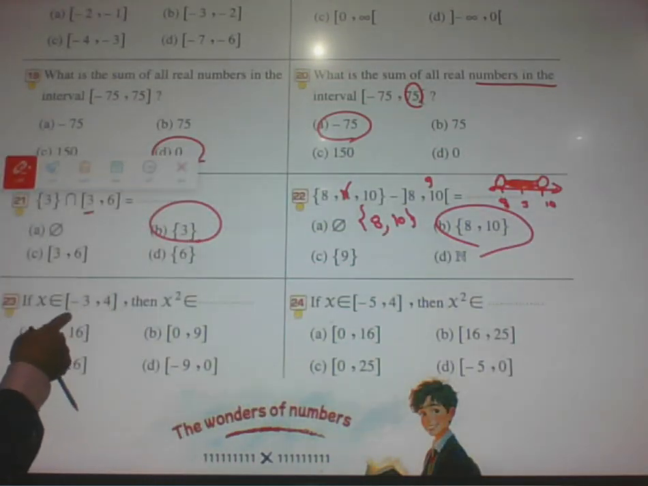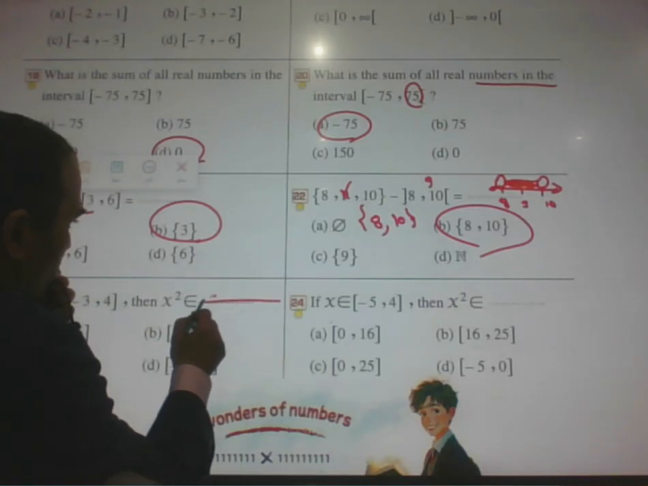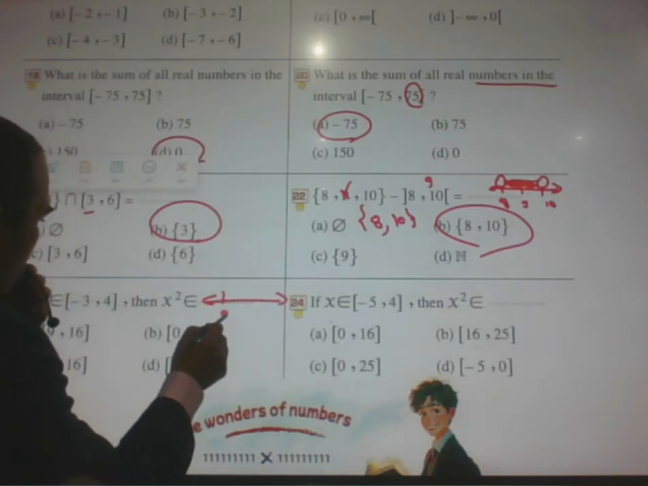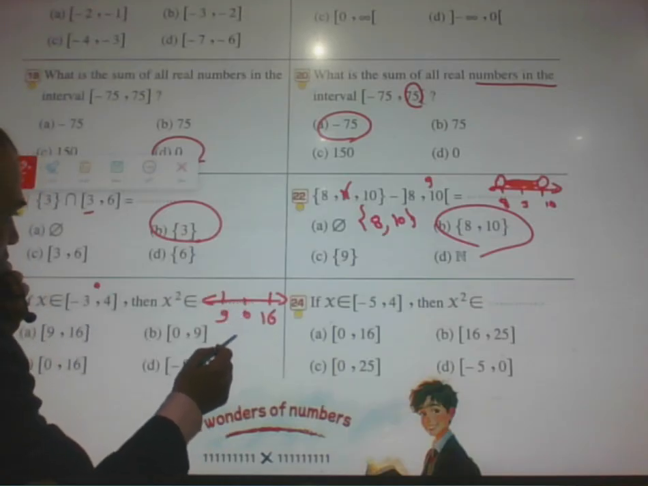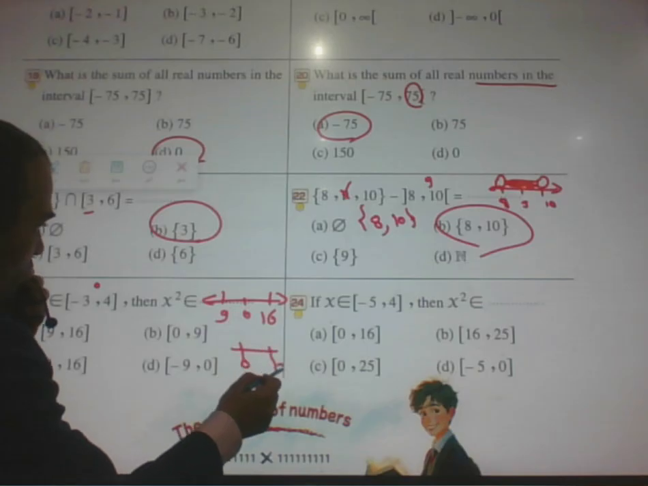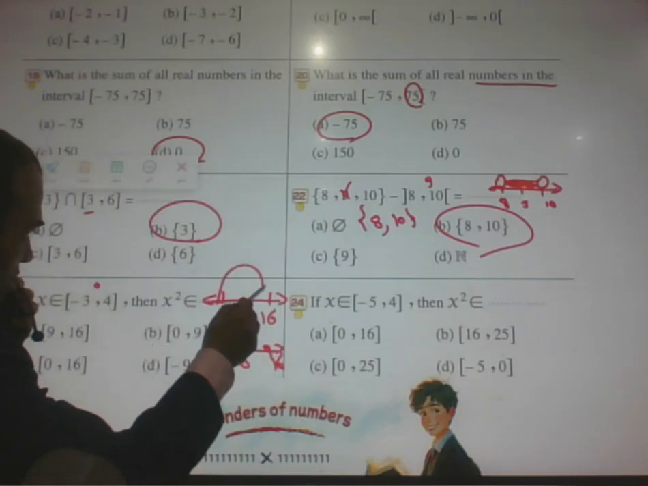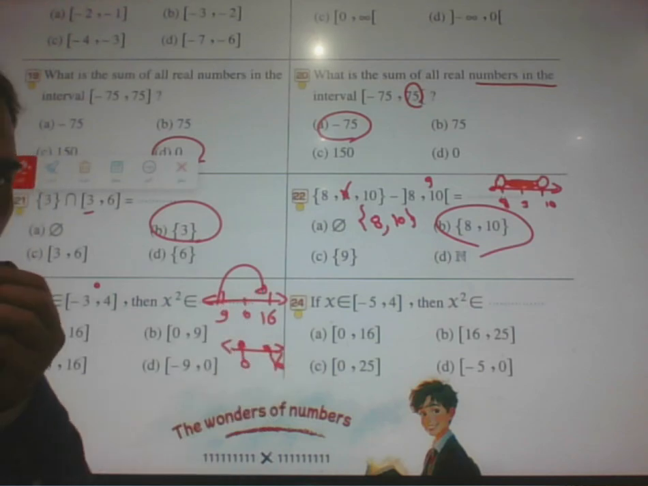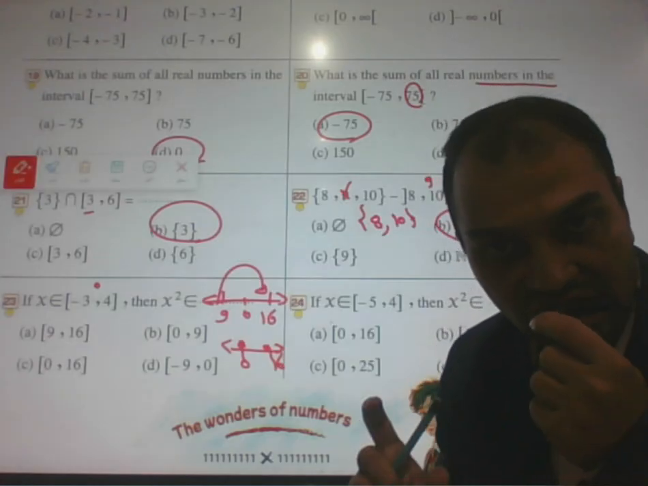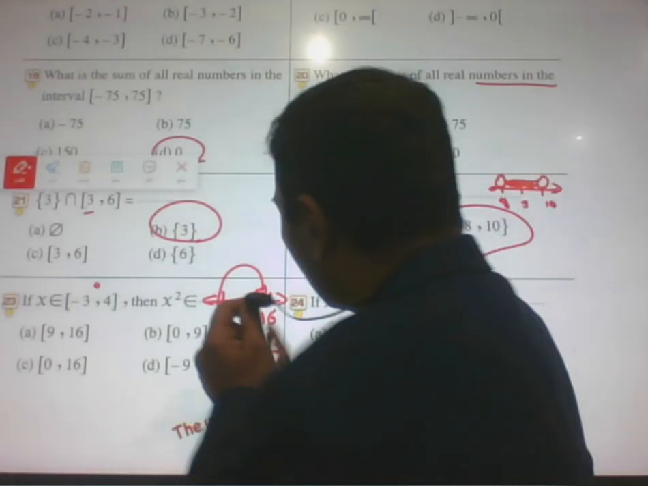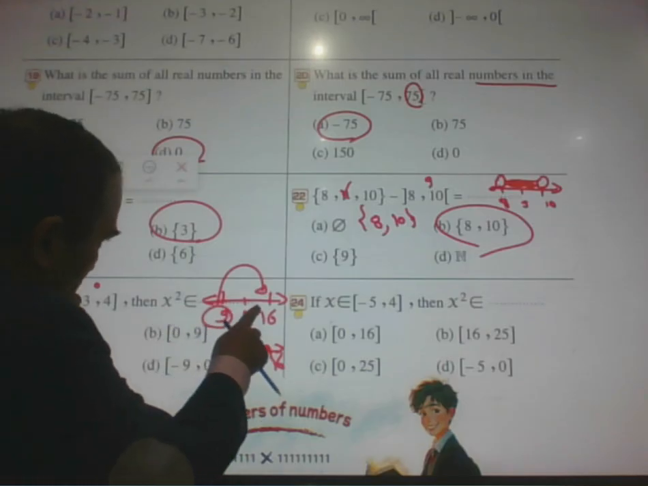If x belongs to the closed interval from negative 3 to 4, then x power 2 belongs to, look here, power 2 of negative 3 will be 9, and power 2 of 4 equals 16. And between them we have 0, and 0 power 2 equals 0. Then the answer must start from 0 to 16, closed, because 9 lies between 0 and 16. So to find all the numbers, you must write the closed interval from 0 to 16. Okay, don't forget this example. Don't choose 9 to 16. Choose from 0 to 16 because 9 belongs to this interval.